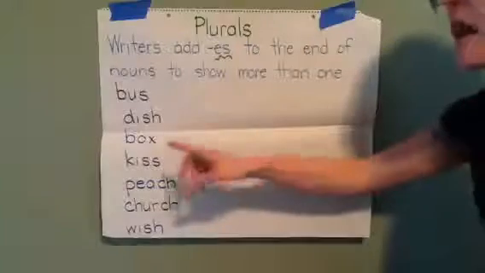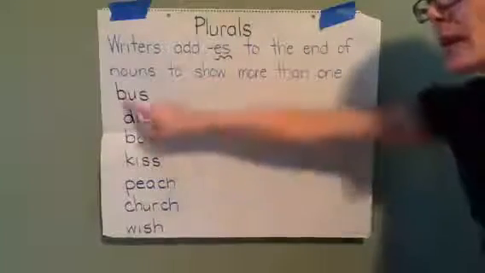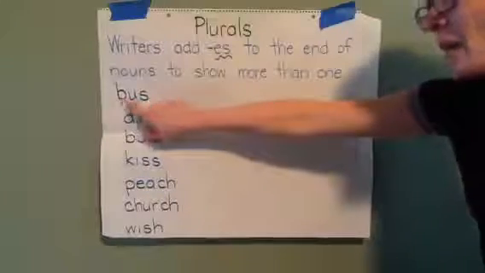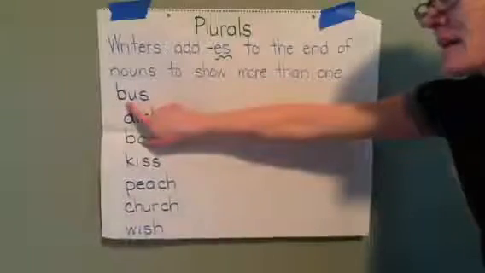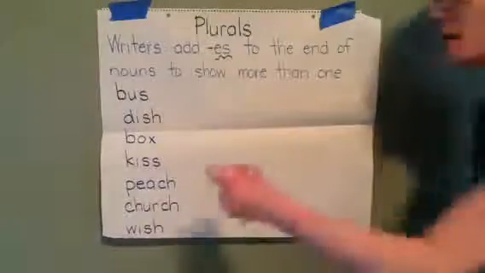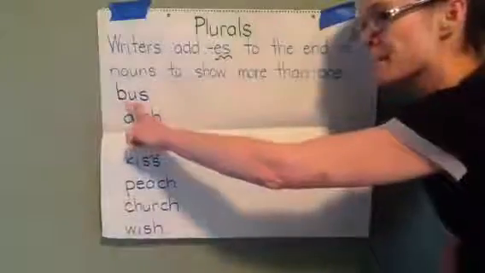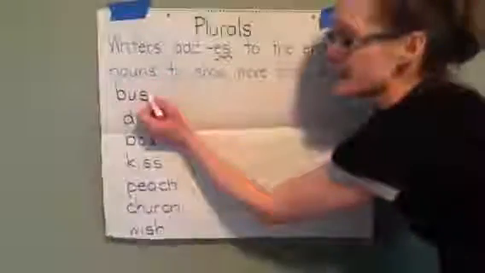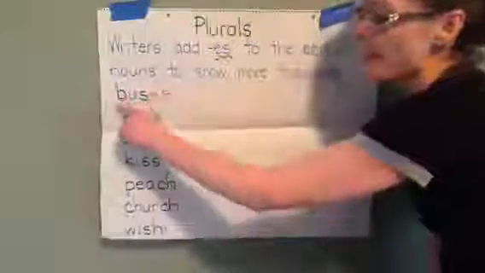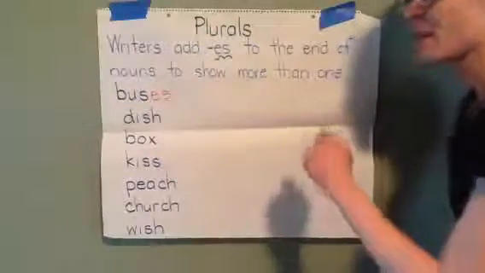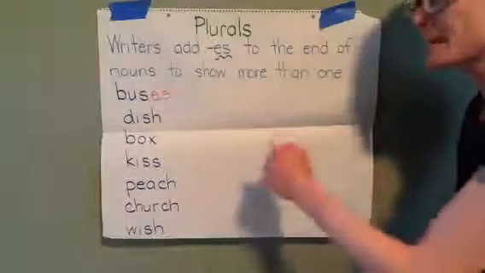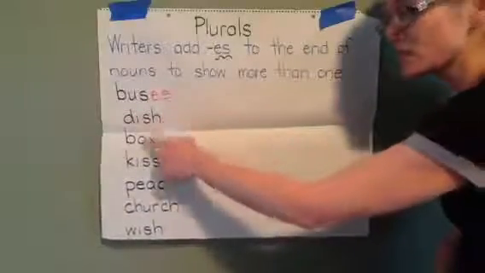But let's say this. I see 3 buses. Did you hear that? I'm not going to add just an S to the end because I wouldn't say bus. That doesn't sound right. It sounds like this: buses. Do you hear it? It's not an IS, but it's an ES. Buses. There are 3 buses at our school. Let's look at a different one.